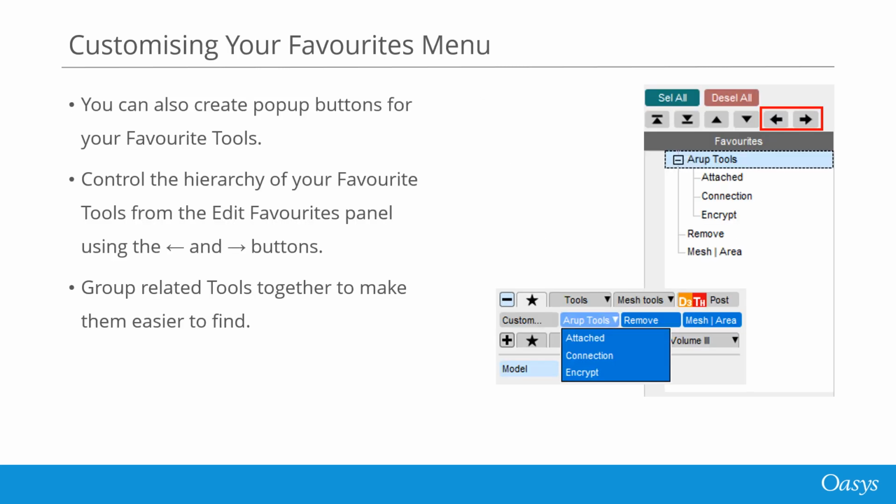Your favorite tools can be further customized with the addition of pop-up buttons, which allow you to group together related features. The left and right arrow buttons allow you to move tools in and out of pop-ups to control the hierarchy.